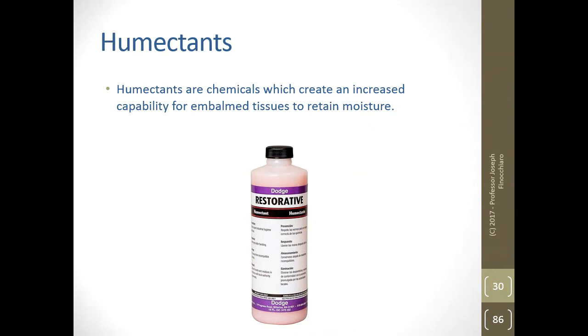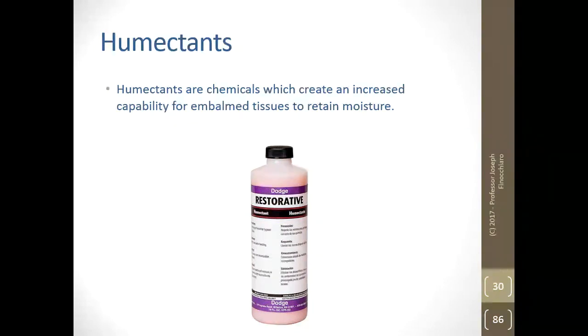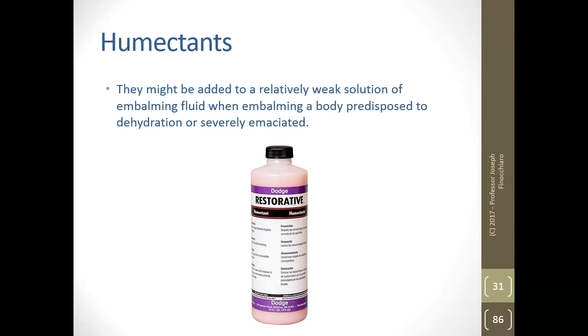First and foremost is humectants, and this is one of my favorite chemicals on earth, restorative. Like I would buy this stuff by the 20-gallon drum if I could. This is such a fun little chemical. Humectants are chemicals which are used to create an increased capability for embalmed tissues to retain moisture. They might be added to a relatively weak solution of embalming fluid when embalming a body predisposed to dehydration or is severely emaciated. So you're using this to keep moisture in the body. Any humectant that you use is used to keep moisture in the body.